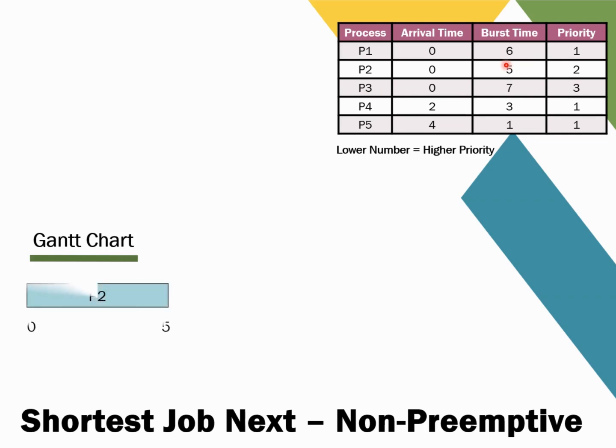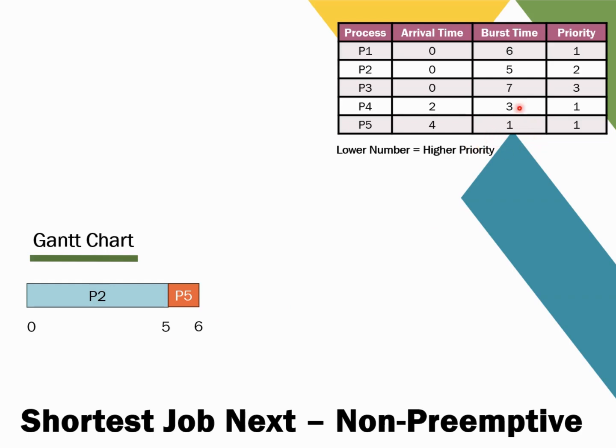Between 0 and 5, because the burst time is 5 and the algorithm is non-preemptive, we cannot deallocate the CPU. So we allocate the CPU to P2 between 0 and 5. At time 5, P4 and P5 are also in the ready queue. So we have P1, P3, P4, and P5. Between them, the shortest burst time belongs to P5. So we allocate the CPU to P5 between 5 and 6, and it completes at 6.